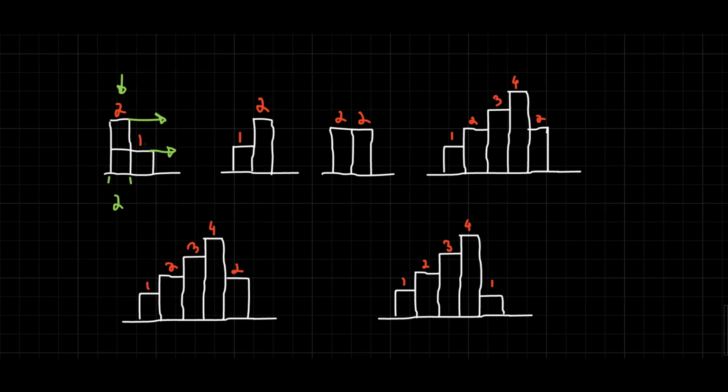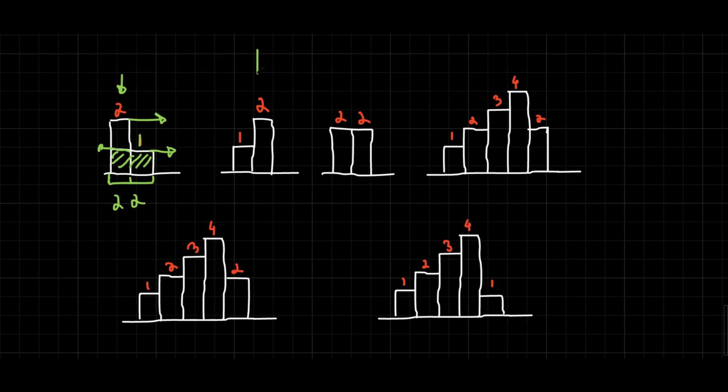But for this element 1, we can move to the right side. But wait, because this element 1 can be extended to the left side, the area we can make is this, where the width is 2 and the height is 1, so the area is also 2. So this is one possible condition.